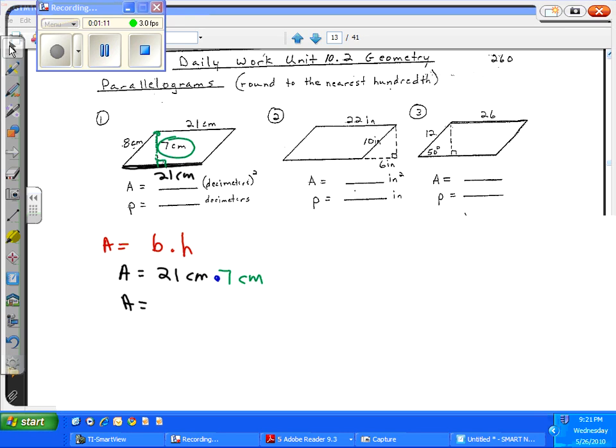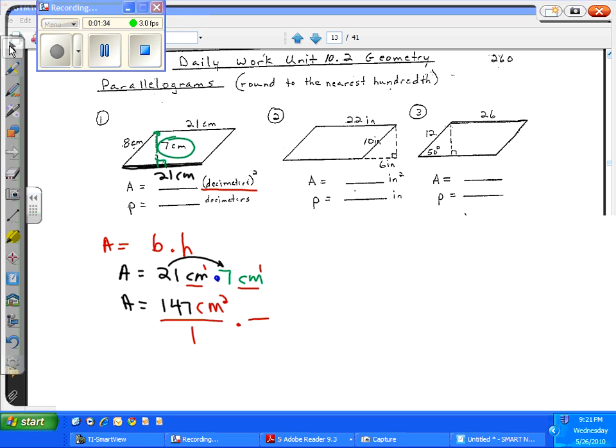So we're going to multiply. You multiply the numbers. 21 times 7 is 147. And you multiply the names and you get a new name. And when you multiply with like bases, you add the exponents, centimeter square or square centimeters. But we didn't want the answer in square centimeters. We wanted it in square decimeters.